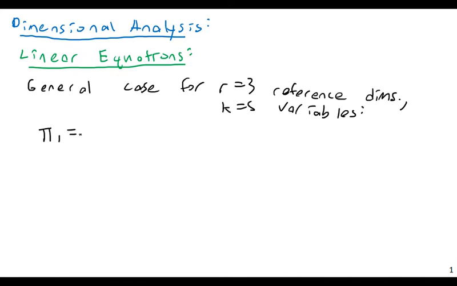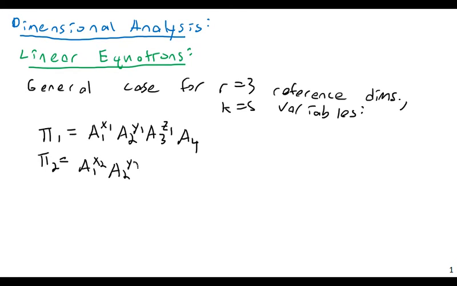Pi 1, where each variable is going to be an a, I could have something like a1 to the x1 times a2 to the y1 times a3 to the z1 times a4, where each of these a's is one of our variables, like a could be density or a could be pressure or something like that, and pi 2 is going to be something of the order of a1 to the x2, a2 to the y2, a3 to the z2 times a5.